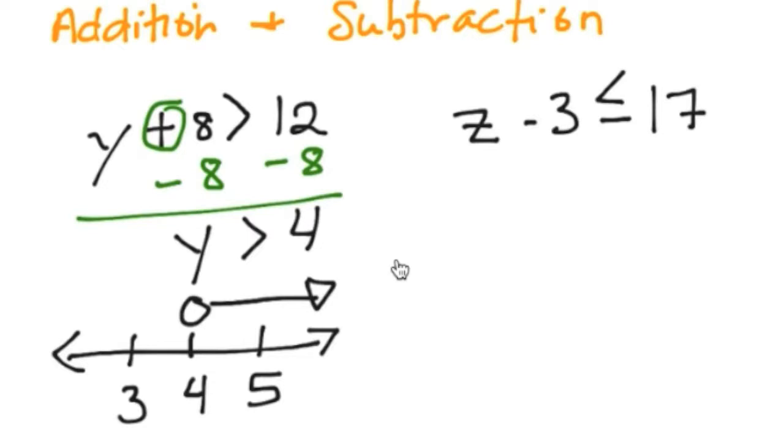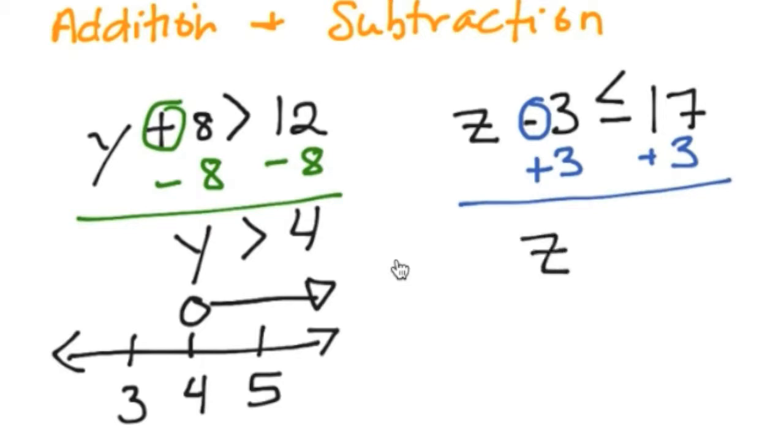Now the next problem, we have a subtraction. And so we do the inverse operation, which is addition. We're adding 3 to both sides. So we have z left by itself, and that's a 0, is less than or equal to 20. So we do our number line.